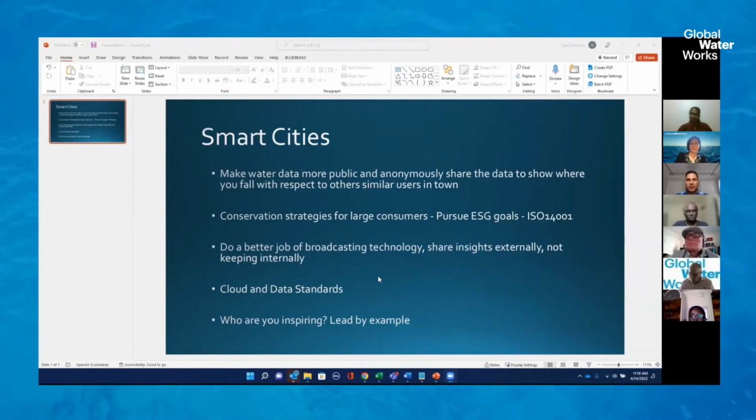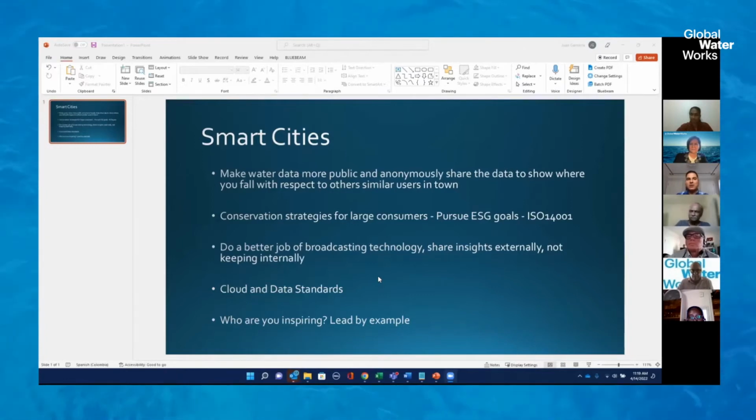Chris brought up cloud and data standards, right? Once you develop cloud and data standards, then you have the smaller utilities who don't have the personnel or the capacity to take on these types of challenges. It gives them something to work off of, so it helps them move in the right direction much quicker.